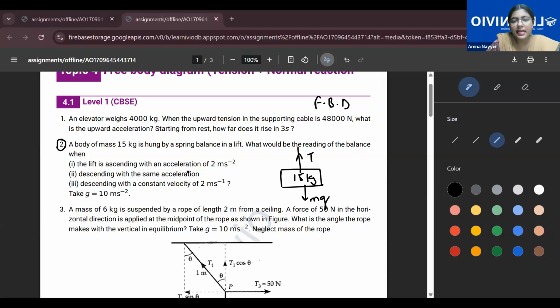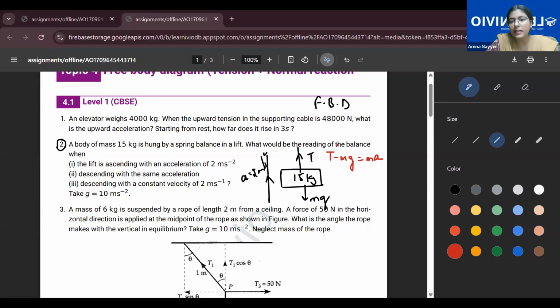It says the lift is ascending with an acceleration of 2 meter per second square. Ascending means upwards. Acceleration is 2 meter per second square. Now see here again we'll form the equation. What will be the equation? Net force is equal to mass into acceleration. So tension will be positive because acceleration is upwards. So we'll write T minus mg is equal to ma.